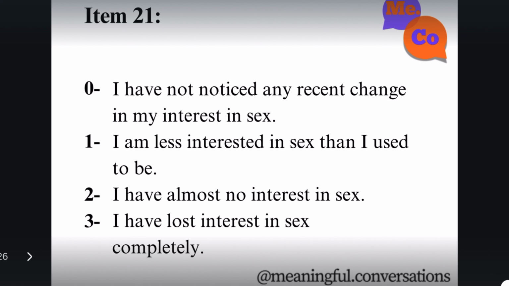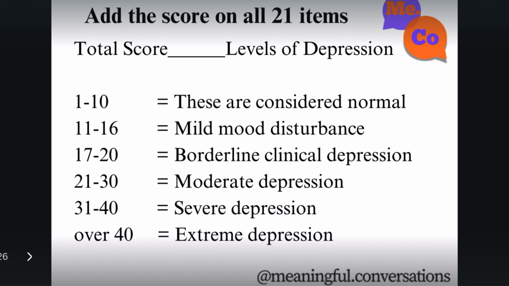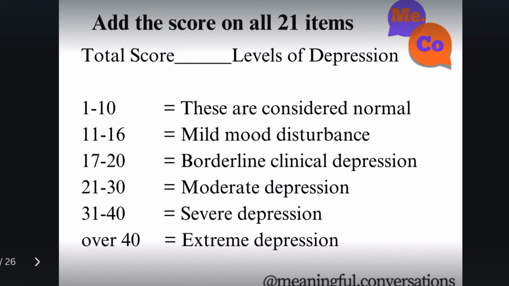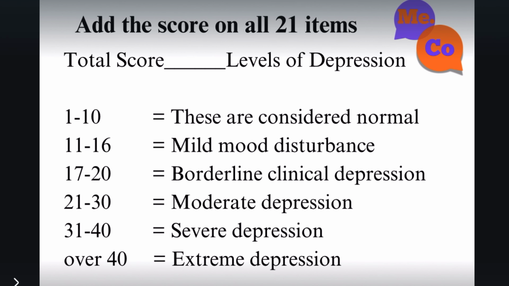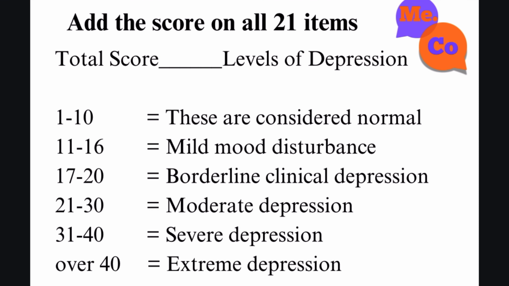Now that we have completed all the 21 items, I would like you to calculate the total that you have scored on each item. Basically, all the numbers that you have written against the item number, please add all the numbers. I hope that you have calculated your scores. So here are the final scores.